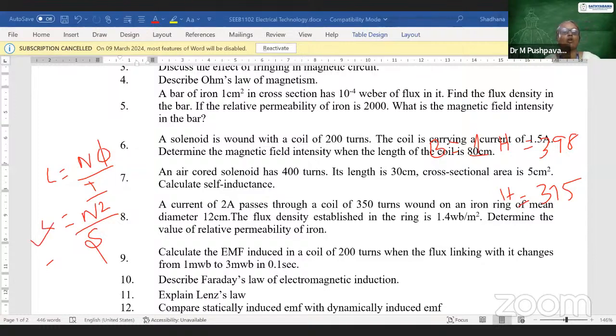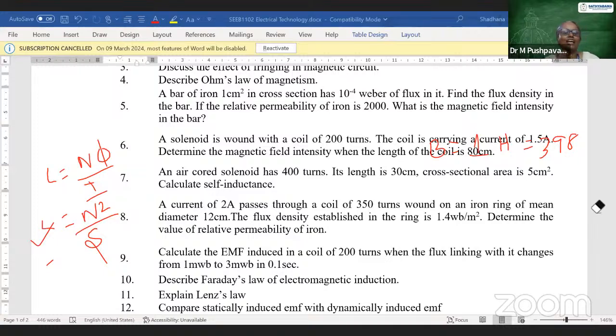L equal to N square by S, where S is the reluctance, L by mu naught into mu R into area. Okay. So in the seventh problem, students, you have written the formula correctly, but some of the time your calculation is wrong. If the formula is correct, at least you may get a minimum of 1 mark because it's a 2 mark question. So remember, you write the value correctly, put the formula correctly, mention the unit correctly, then only will you get full marks.